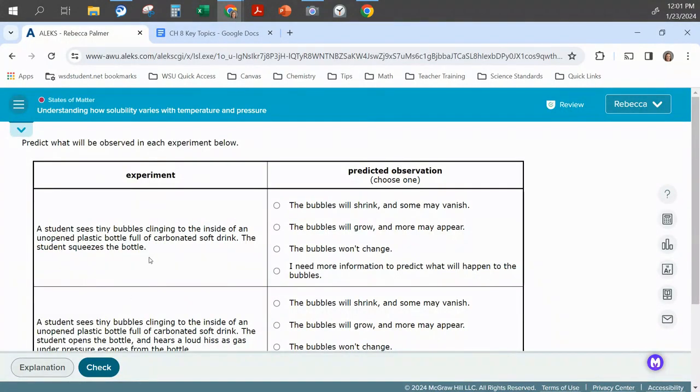Okay, so these questions are based on these trends that most of them are intuitive that you know already. So this one says, a student sees tiny bubbles clinging to the inside of an unopened plastic bottle full of carbonated soda. The student squeezes the bottle. So what are you doing when you're squeezing the bottle? Increasing pressure. So you're increasing pressure, you're increasing solubility of the gas. So what should happen to the bubbles? So your bubbles should go away because the gas is getting more soluble. So because you're increasing pressure, the bubbles will shrink and some may vanish because you're dissolving them by increasing the pressure.